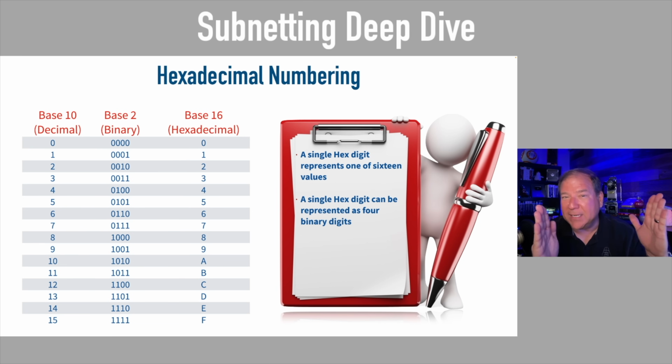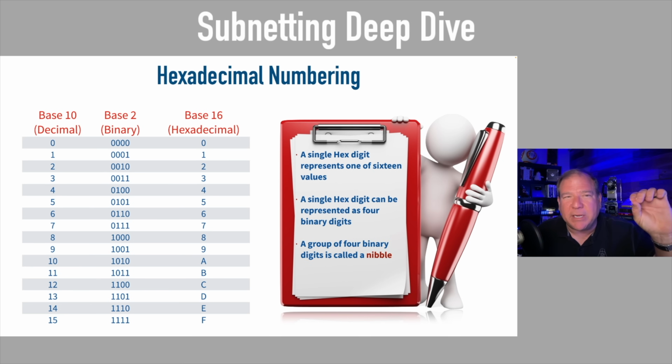Well, a byte is 8 bits. A nibble is less than that. A nibble is 4 bits. So each of these hexadecimal digits represented with 4 binary bits, those bits are a nibble. So if we combine 2 nibbles together, that gives us 1 byte.